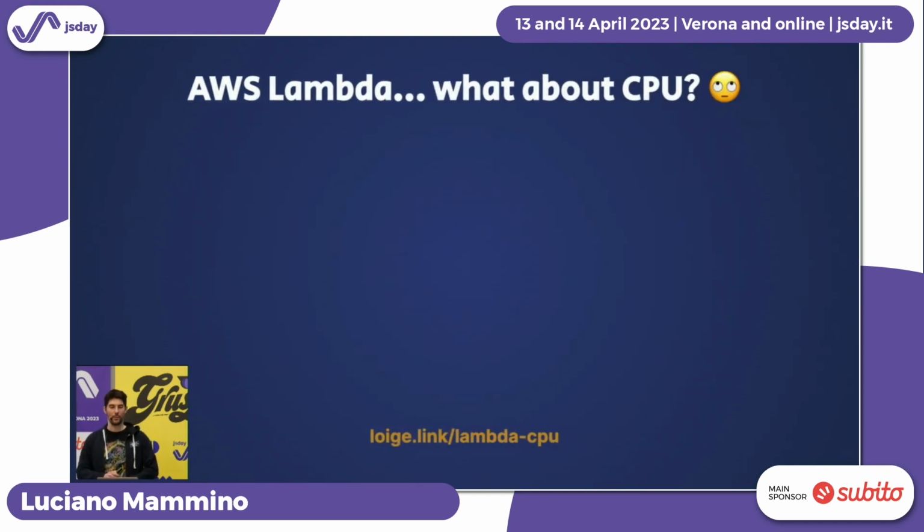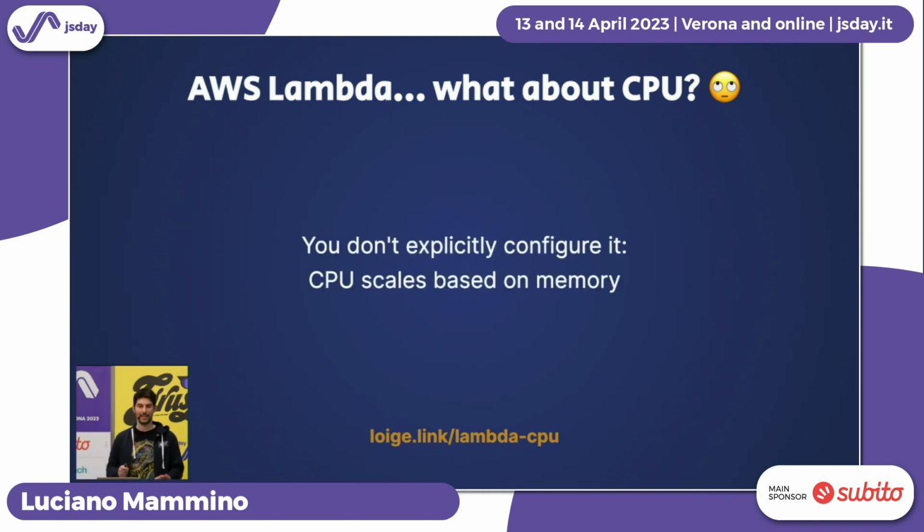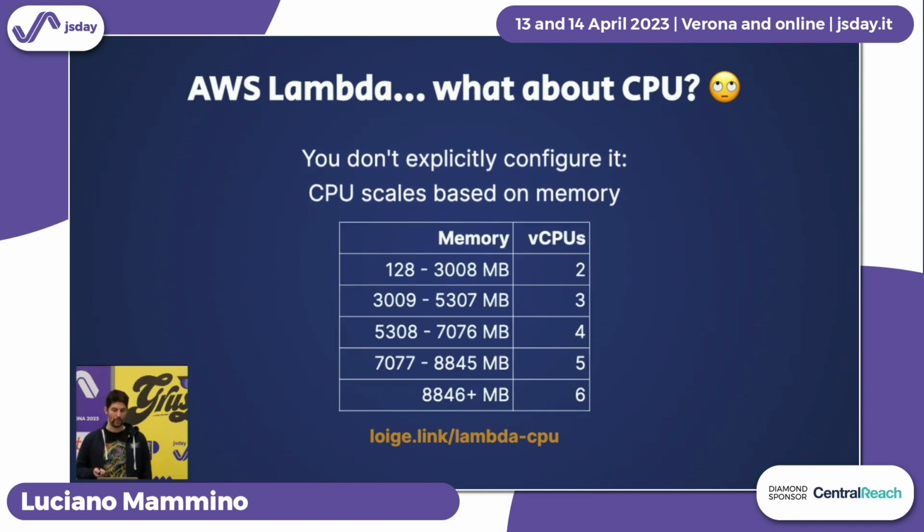Now, I only spoke about memory so far. So you might be wondering, what about CPU? Do I get to configure CPU in one way or another? And the answer is kinda, because you don't explicitly configure CPU. CPU is automatically configured for you based on how much memory you allocate for your Lambda. And just to show you an example, in this table you can see that depending on which memory configuration you pick, you get a different number of virtual CPUs. So sometimes, even if you don't need a lot of memory, just because you need more CPU, it might be convenient to allocate more memory, which also makes your Lambda more expensive, but it might be faster. So we will see at the end how to find the sweet spot there.